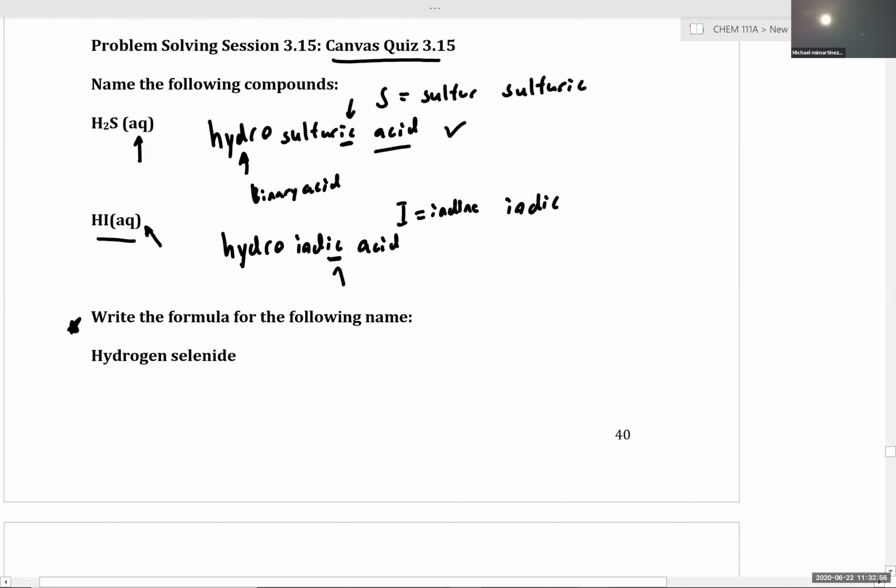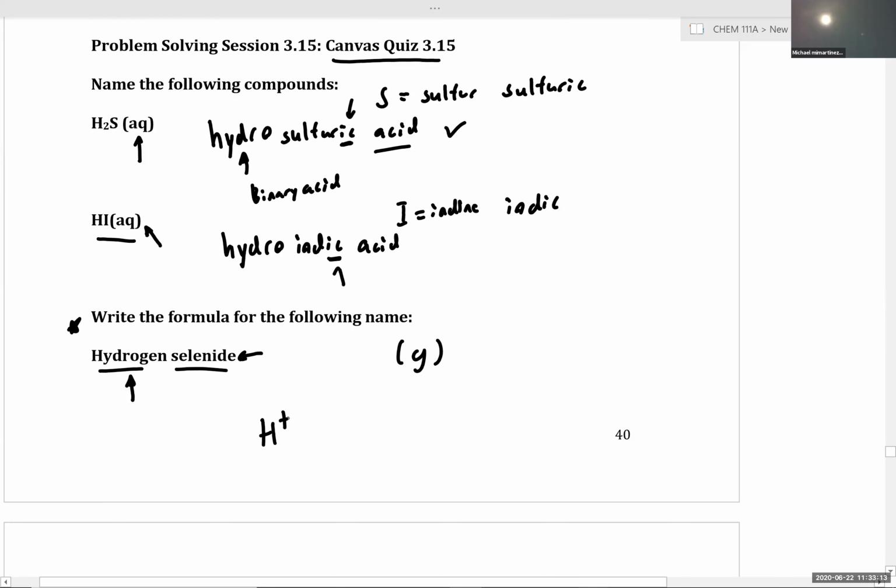Okay, let's look at another example. Let's try to write the formula from the name. So, hydrogen selenide. I see an IDE ending and a hydrogen prefix. So I see it's in the gas phase.